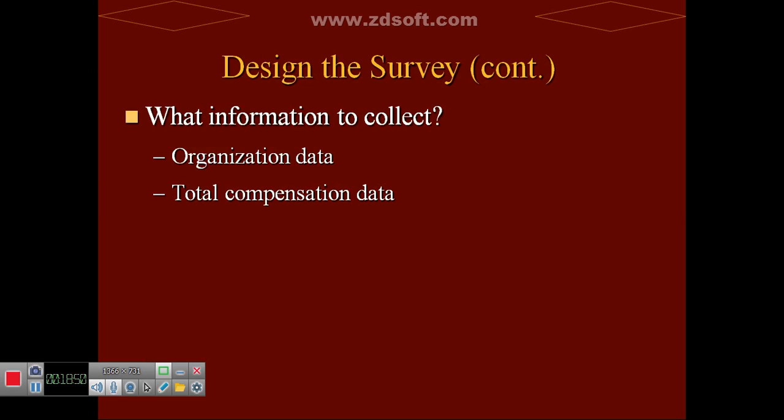The next is what information to collect. So it's quite simple. You should have clarity well in advance. First thing is definitely about organization data. The total information gathered will be broadly classified into two types: organization data and total compensation data.